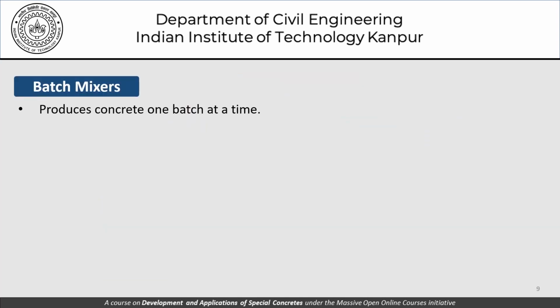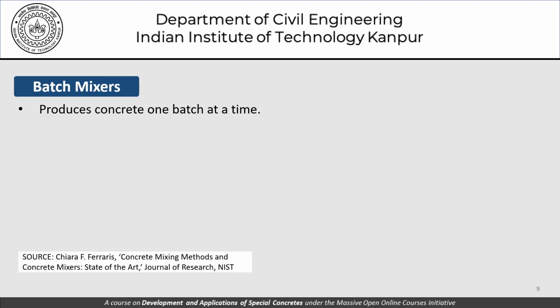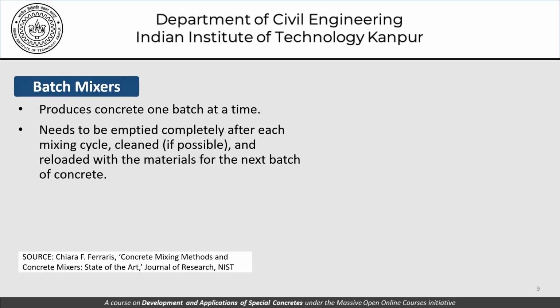As far as batch mixers are concerned, as the name suggests, they produce 1 batch of concrete at a time. That is, if it's a 2 cubic meter batch mixer, you put the ingredients there for 2 cubic meters, mix it and discharge it, which gives us the 2 cubic meters of concrete. And then we add the next batch. So that is the principle of a batch mixer. It produces 1 batch at a time. A batch mixer needs to be completely emptied after each mixing cycle, cleaned if possible, and reloaded with the materials for the next batch of concrete.